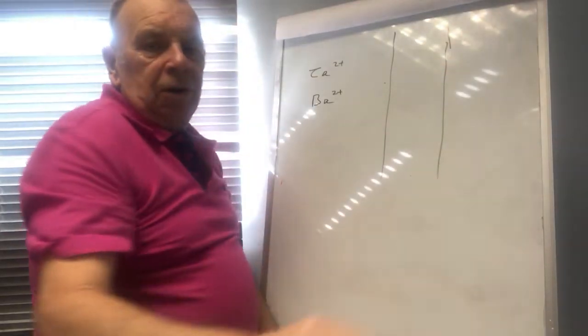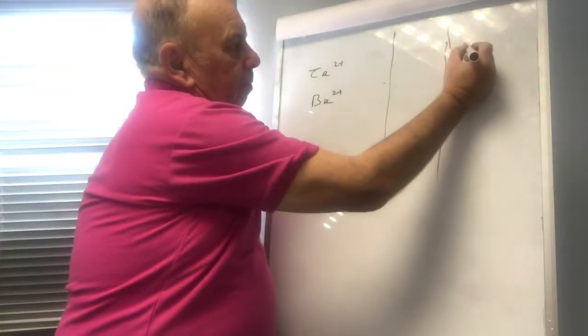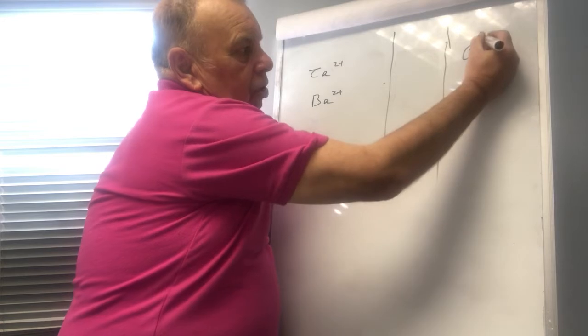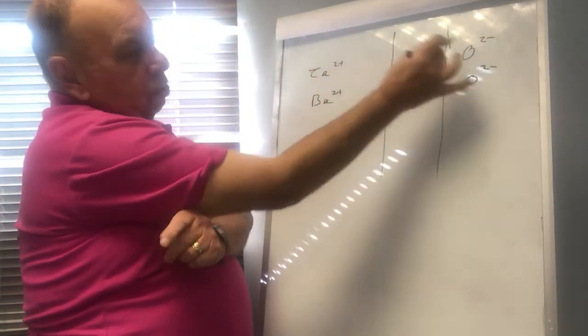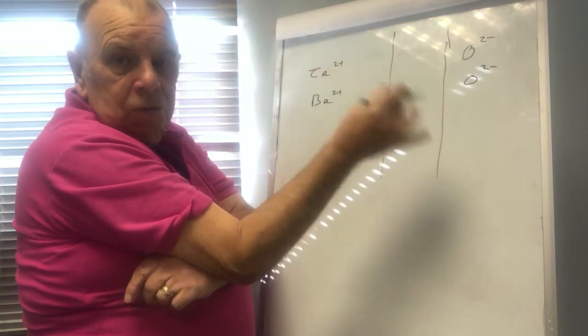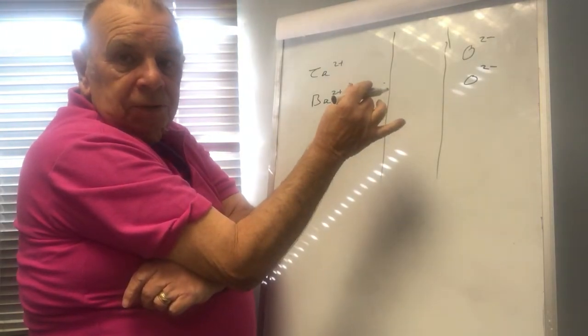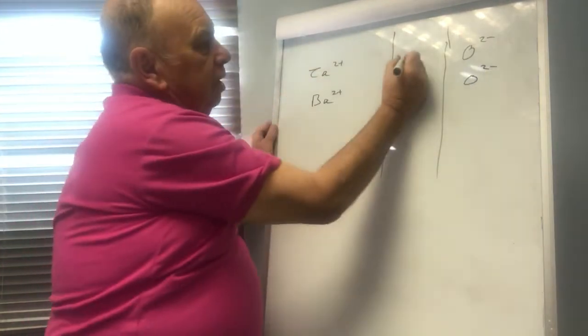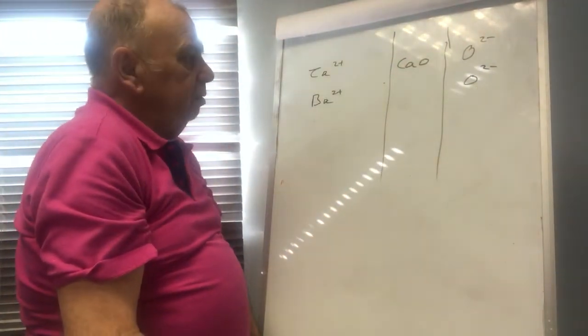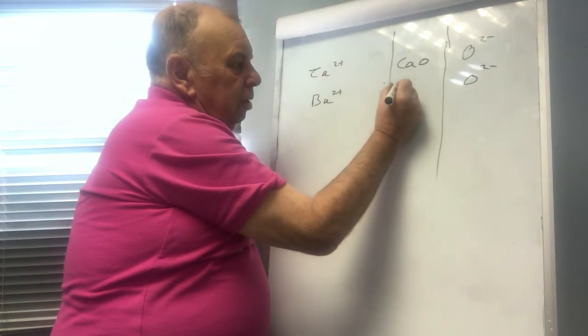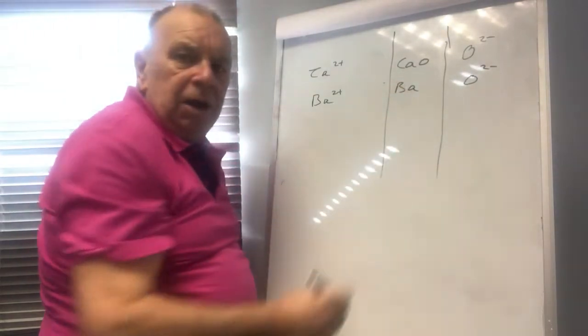Let's take the oxides next. What's the formula of calcium oxide? Don't forget it's 2-. This time it's 2 to 2, and 2 to 2 cancels each other out. Therefore, calcium oxide has a formula of CaO, and barium oxide has a formula of BaO.